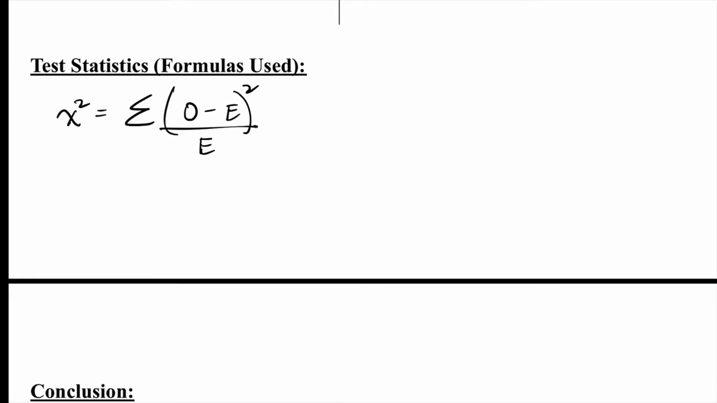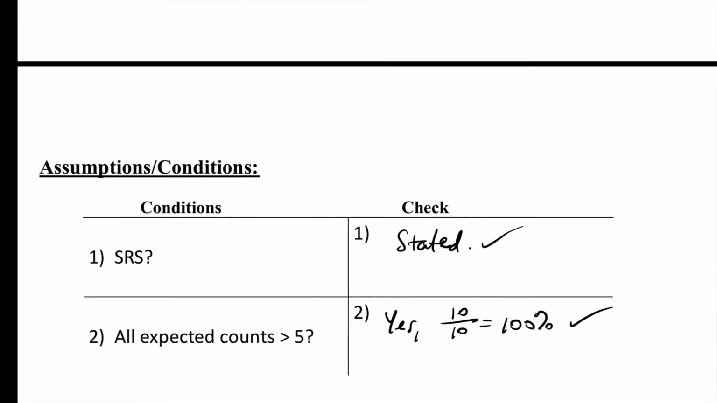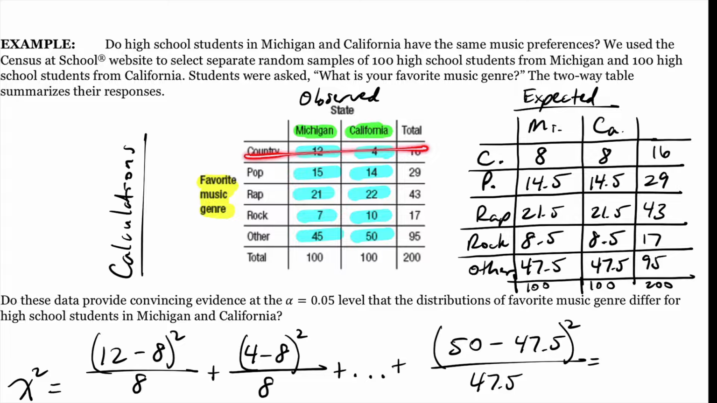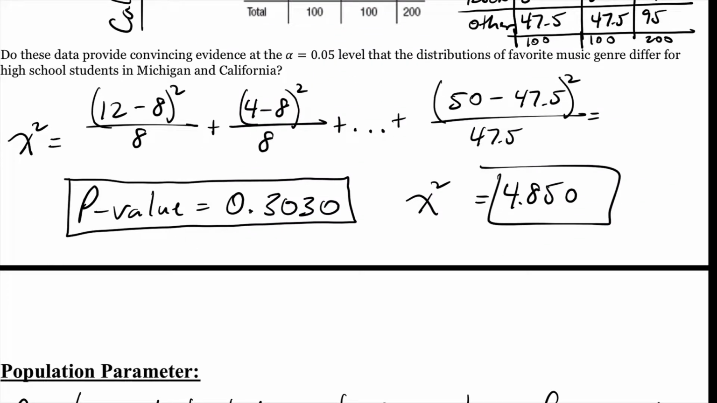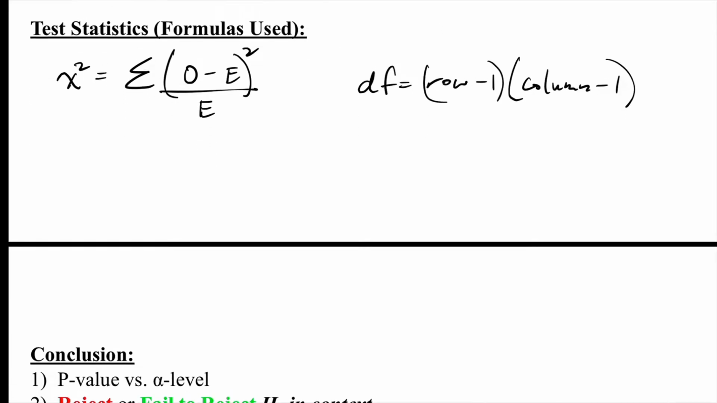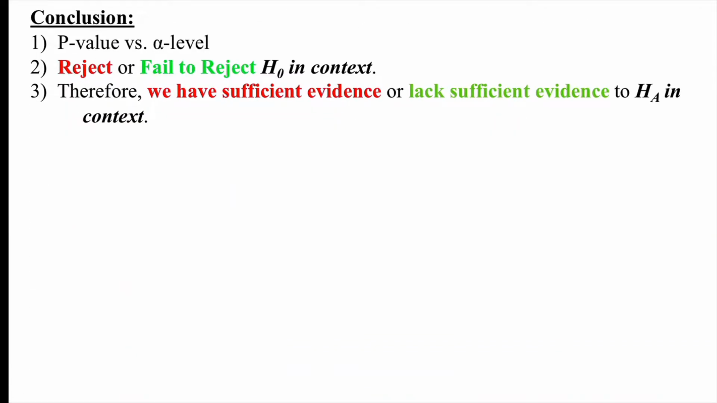Okay, and then degrees of freedom, just like yesterday, row -1, column -1. So on today's, we would have 1, 2, 3, 4. 4 degrees of freedom. Okay. And last part, conclusion.